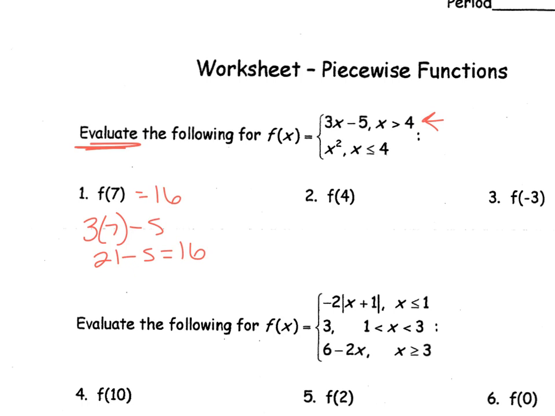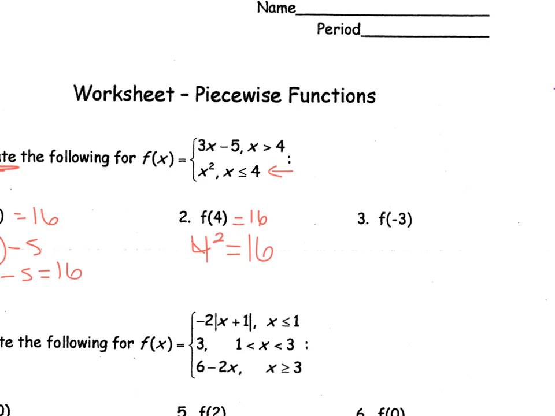Okay, let's do another one. If I had f of 4, which one would I plug it into? Well, I'd plug it into the second one because that's less than or equal to, and this is 4, so that would be under that region. So that would be 4 squared, so the value of f of 4 would be 16.